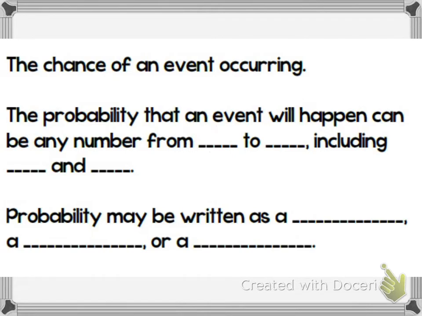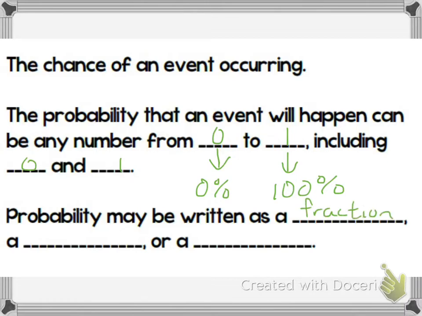So probability is the chance of an event occurring. The probability can be any number from 0 to 1, including 0 and 1. So 0 would be 0%. And remember, if we changed 1 to a percent, it'd be 100%. So technically, you have from 0% to 100% chance. There's not more than 100% chance. We like to say there is, but there's not. Probability can be written as a fraction, a decimal, or a percent.